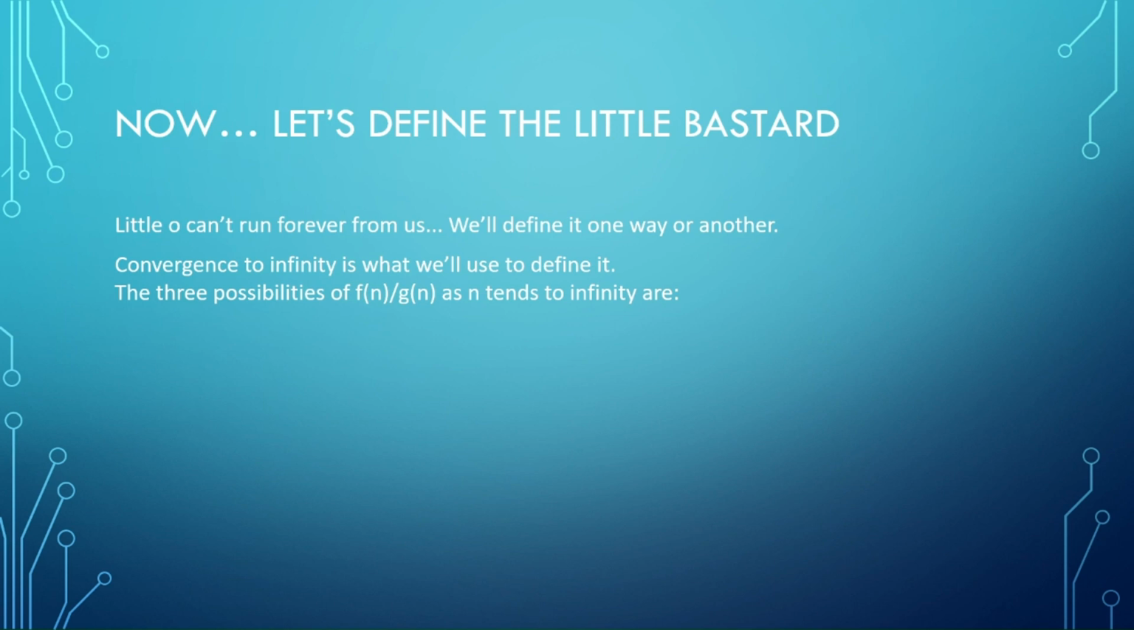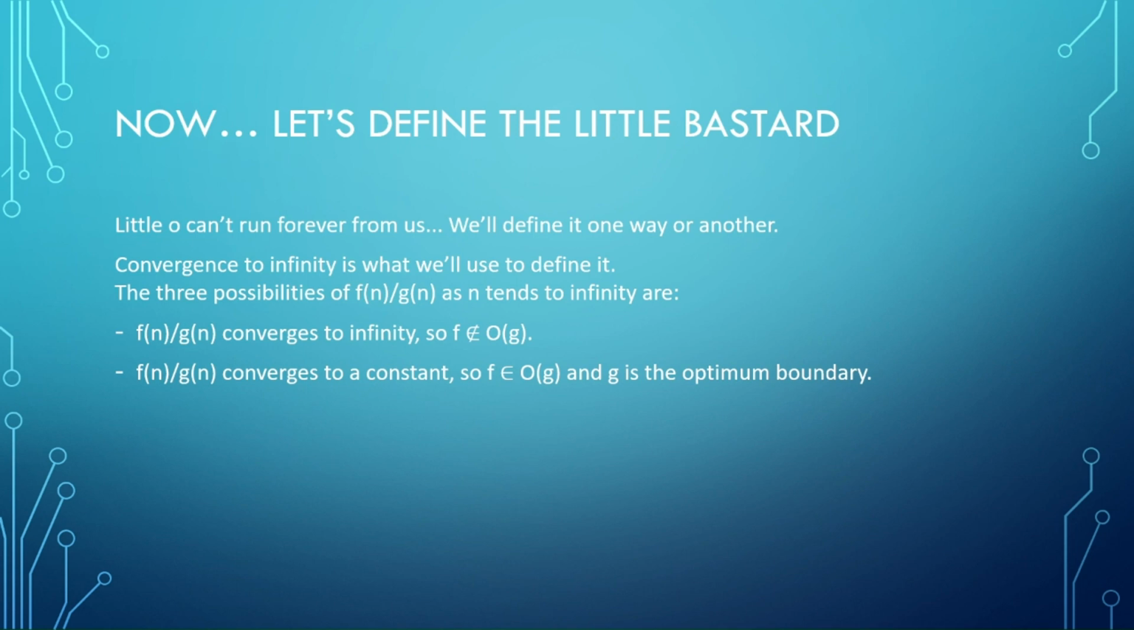0, infinity, or constant. Excellent. So it converges to infinity, so f is not of big order g. It converges to a constant, so f is of order g, and g is the optimum boundary. Or it converges to 0, so f is of order g, and g is not the optimum boundary. And these three you said in the chat.